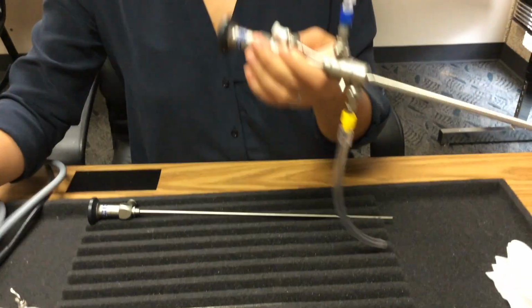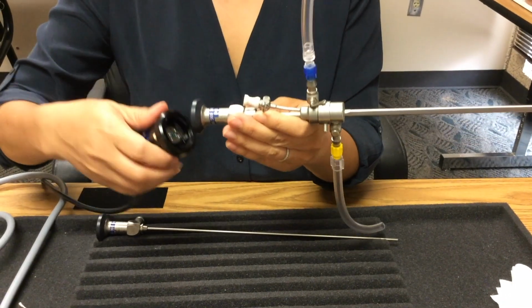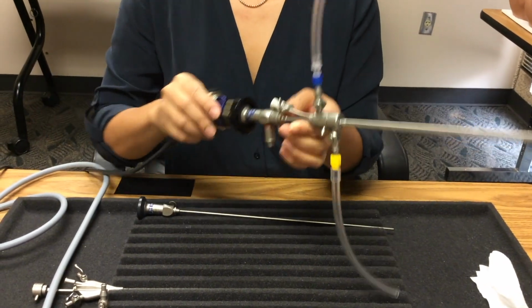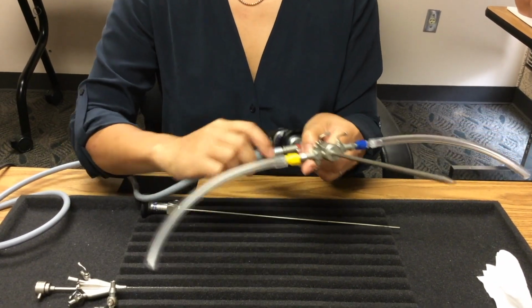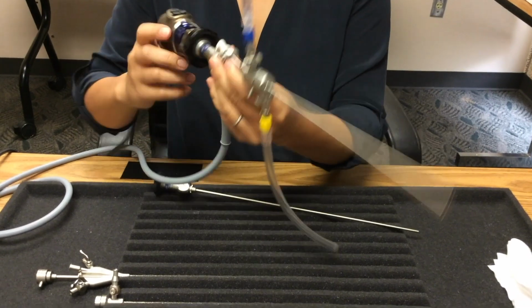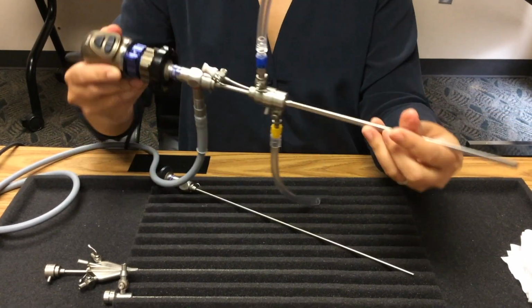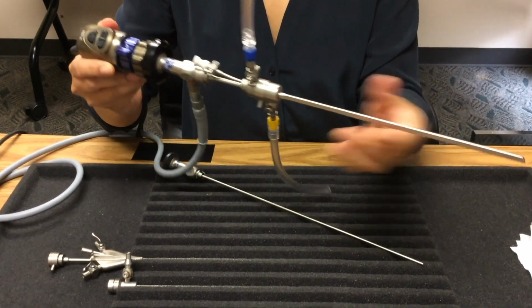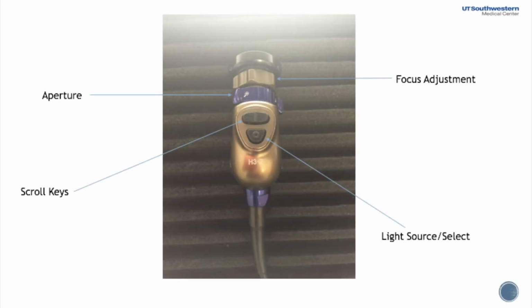Now attach your camera, followed by your light source. This is a fully assembled hysteroscope. Once the hysteroscope is assembled, we will white balance our camera.